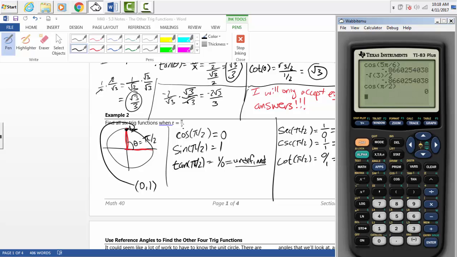Okay, that's 0. And it'll do the same thing for sine of pi over 2. But if you do tangent of pi over 2, it will say undefined. So for those domains, it means it's undefined.